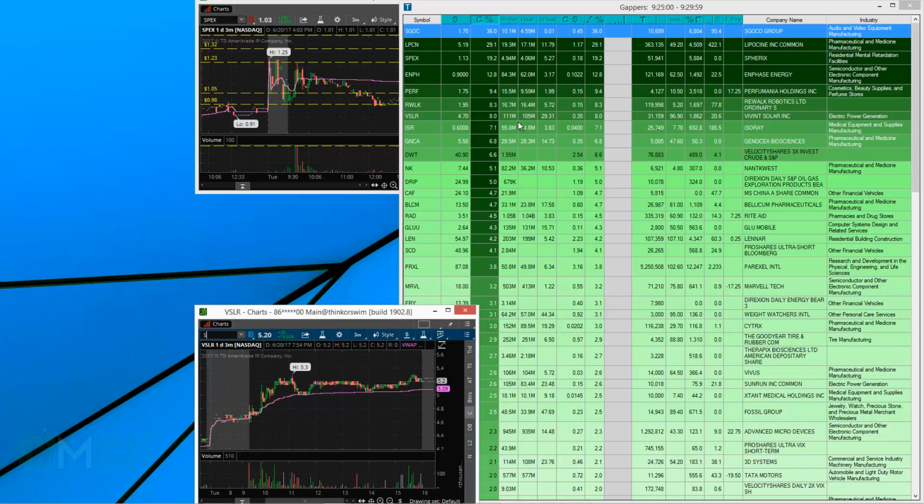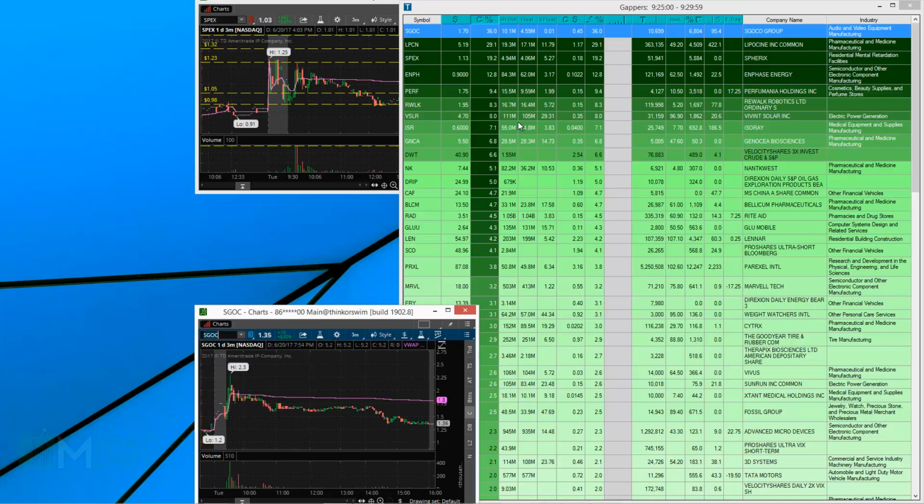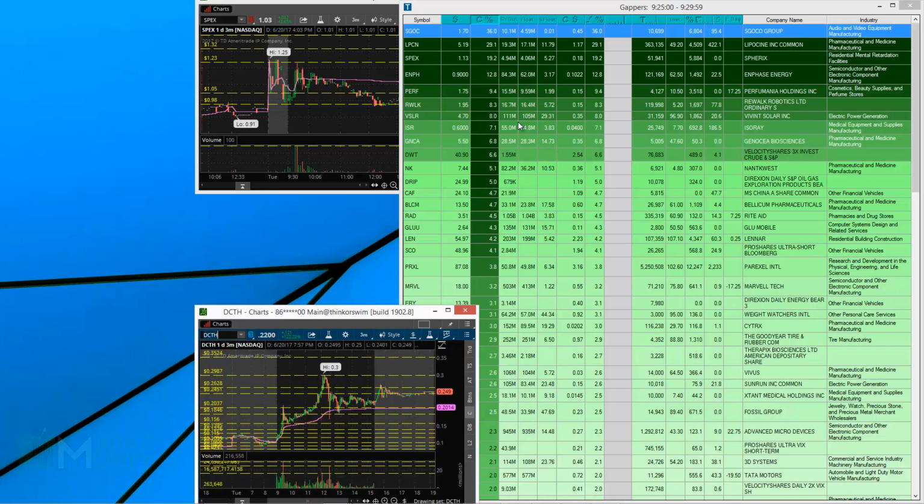So overall, I'm looking at a couple things. You want to look at the gap, the percentage change from the close. You want to look at stocks that are gapping up, ideally at least double digits, hopefully over 20%, that would be very nice. But stocks gapping up over at least 10% usually give us an opportunity for volatile price action at the open.